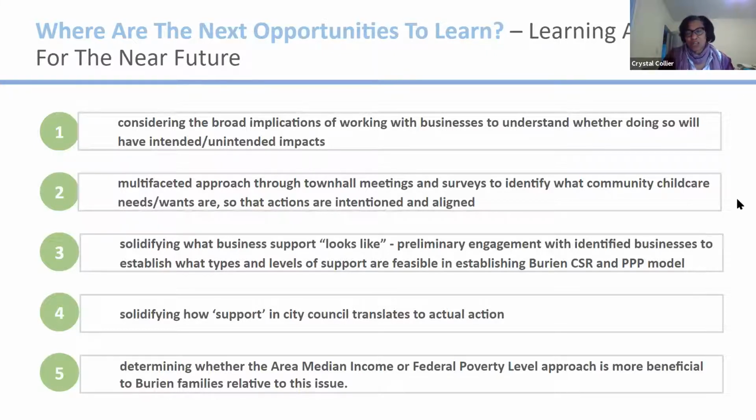And then there was a bigger question in terms of the way childcare is funded right now. It's trying to understand what the appropriate funding baseline is to determine who is eligible for subsidies and the level of support that they're able to receive.